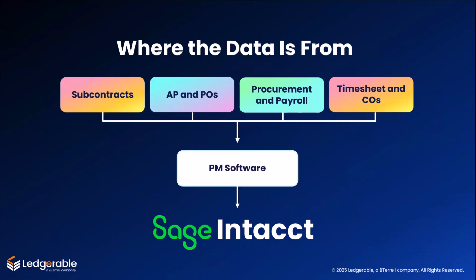The moment an invoice is posted, the cost updates. The second a change order is approved, the budget adjusts. This automation eliminates the lag and gives you true real-time control.